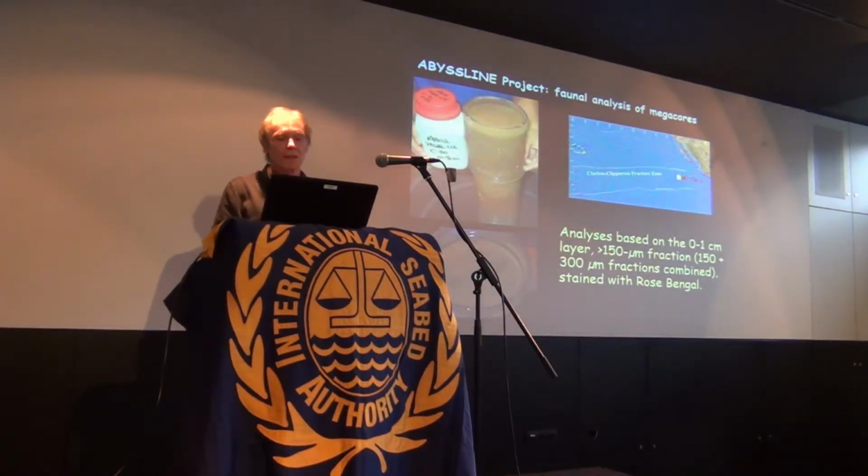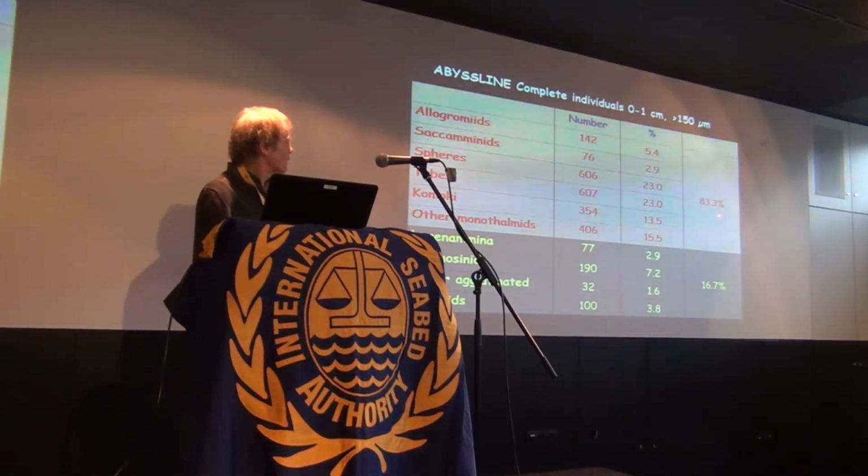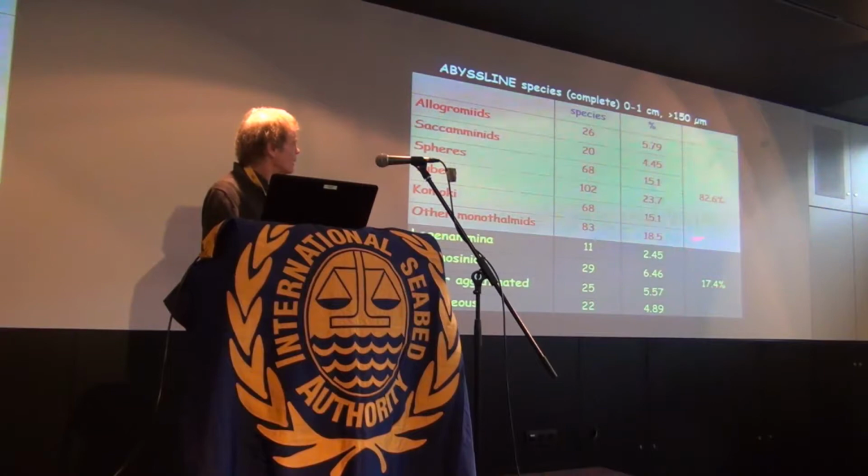In the ABYSSLINE project, working mainly in the UK-1 area, we've looked at megacore samples at the 150 micron fraction. So a much coarser sieve fraction, but we have the same distribution of specimens among taxa. The monothalamids represent 83% of the assemblage, and the multi-chambered forms represent only 16 or 17%. So again, the monothalamids dominate the individuals, and they also dominate the species. Again, 83% of the species were monothalamids.